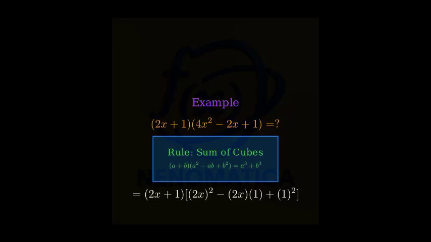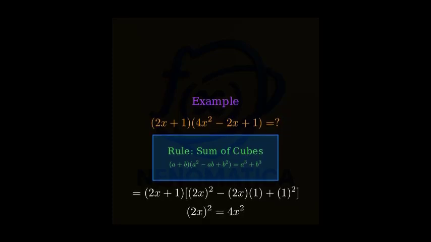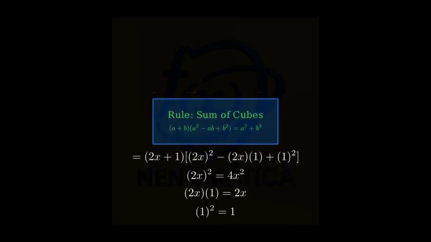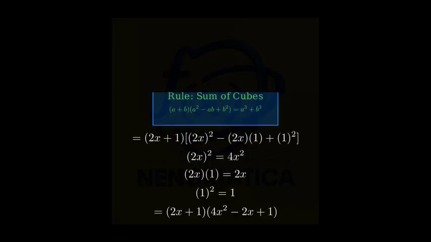Now, let's verify what a squared is. A squared is 2x squared, which equals 4x squared. Next, let's calculate ab. ab is 2x times 1, which equals 2x. And finally, b squared. b squared is 1 squared, which equals 1. So the second term becomes 4x squared minus 2x plus 1. This matches our original expression, confirming we can use the sum of cubes identity.